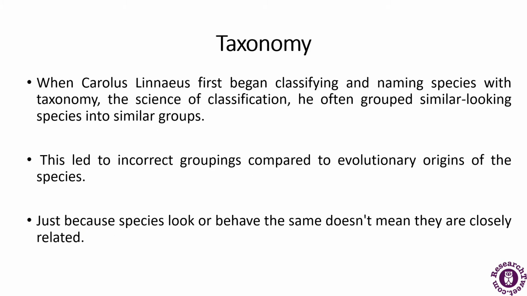Now, taxonomy. This was the science through which a scientist first began classifying and naming species. He often grouped similar-looking species into the same groups. This led to incorrect grouping compared to the evolutionary origins of the species. Just because species look or behave the same doesn't mean they are closely related or belong to the same species or genus. So they can be different.